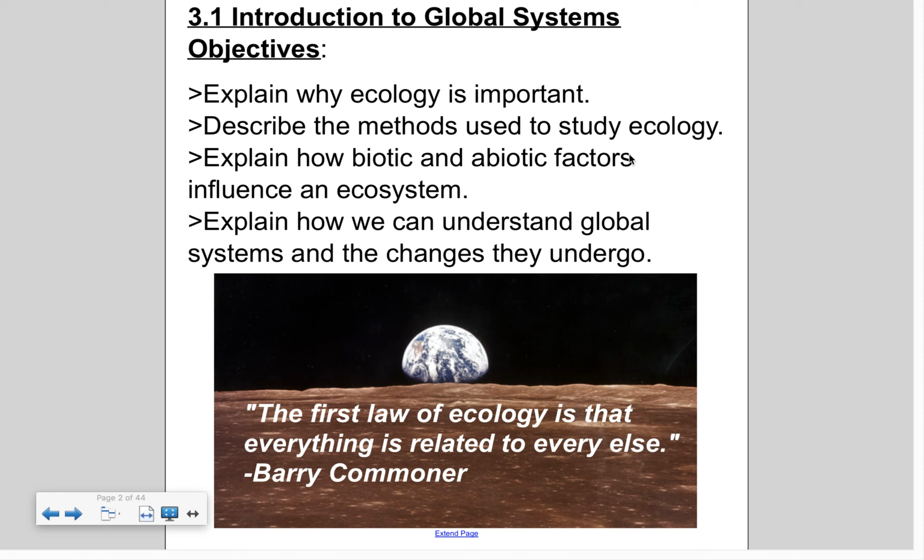And I found this awesome quote by Barry Commoner, who is an ecologist. The first law of ecology is that everything is related to everything else. And it's so true, because if you change one little thing in the environment, it could kind of set up a domino effect of factors that could affect other organisms or other abiotic factors.